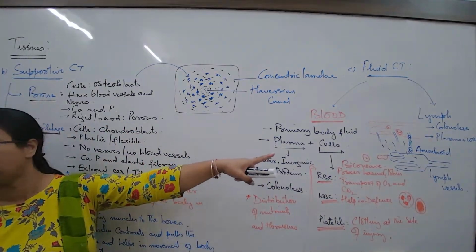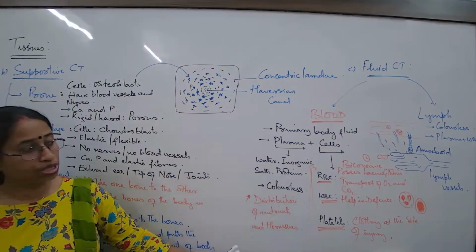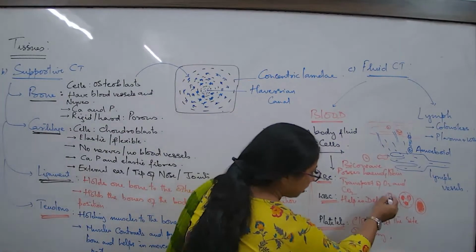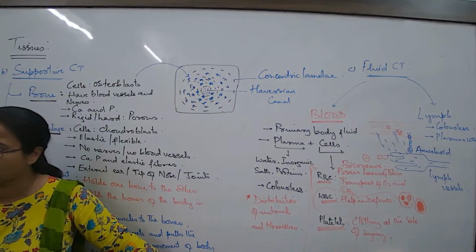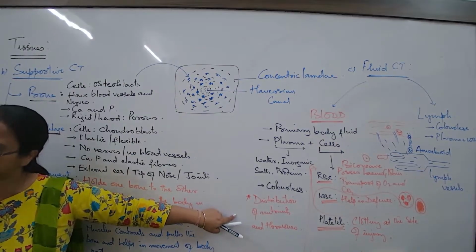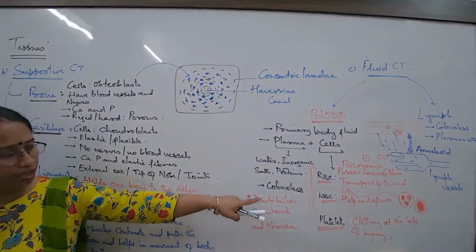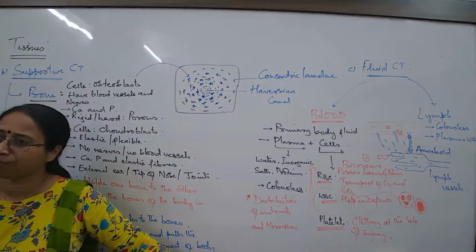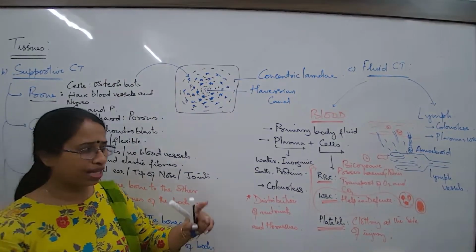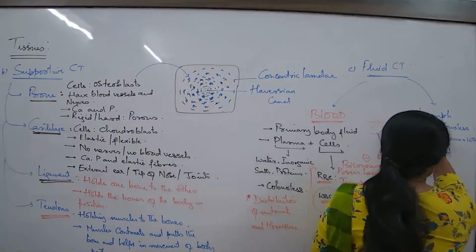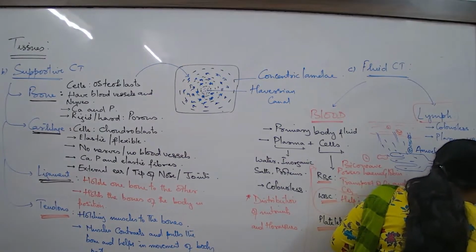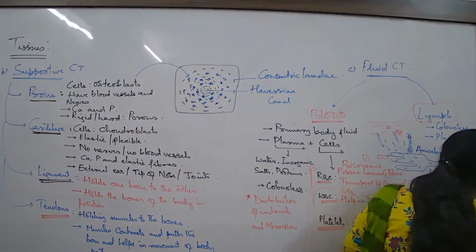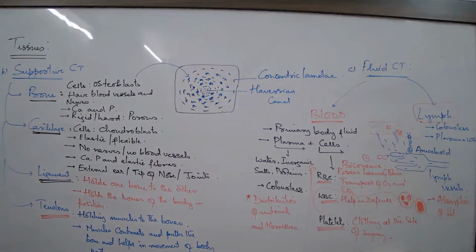This is also the function of the lymph. Since the lymph has WBCs, this is also the function of lymph. So the lymph also shares common functions with the blood. Distribution of nutrients is a function of the blood and the lymph. Defense is a function of the blood and lymph, because lymph also has WBCs. But one special function that the lymph carries out is absorption of fat from the intestine. That is a special function that the lymph shows.